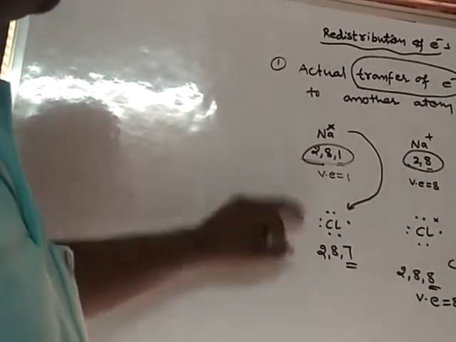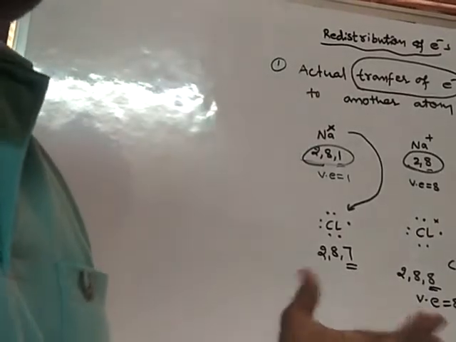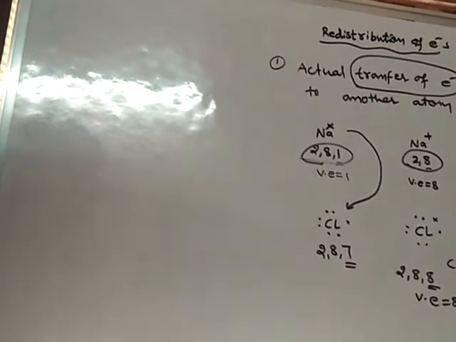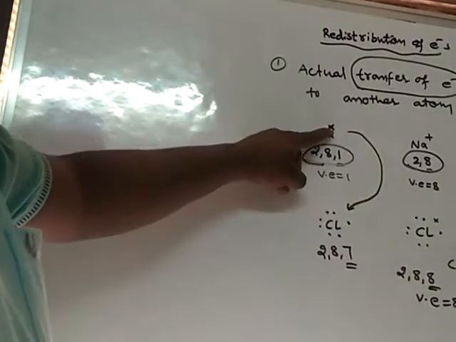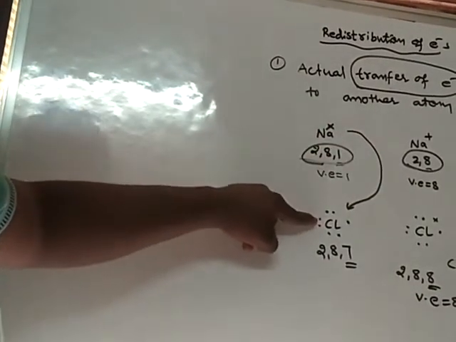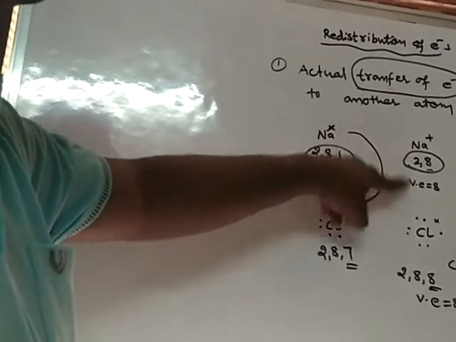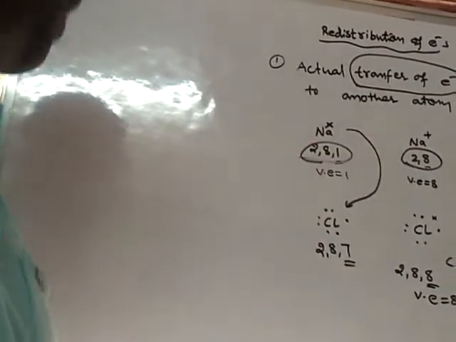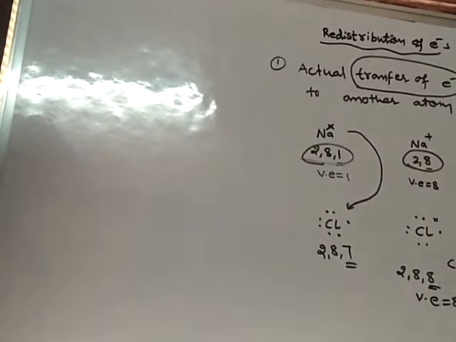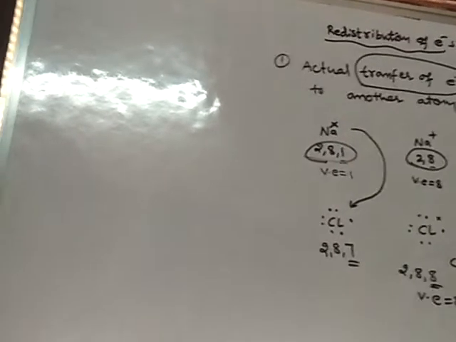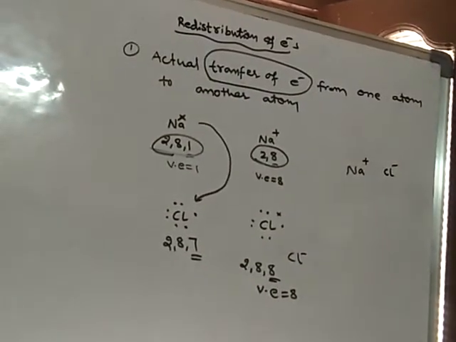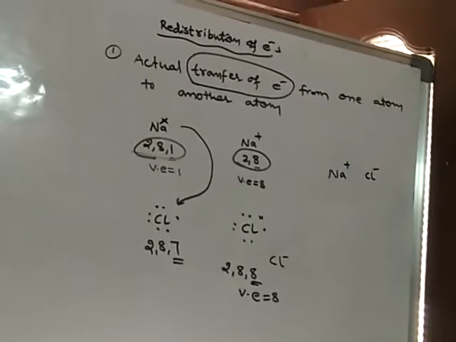So what is happening here? Sometimes more than one electron may be transferred. Here, an electron is transferred from the sodium atom to the chlorine atom completely. As a result, 2 ions are formed, the Na plus ion and the Cl minus ion. After the transfer of electron, they are opposite in charge. Sodium ion and chloride ion are formed.